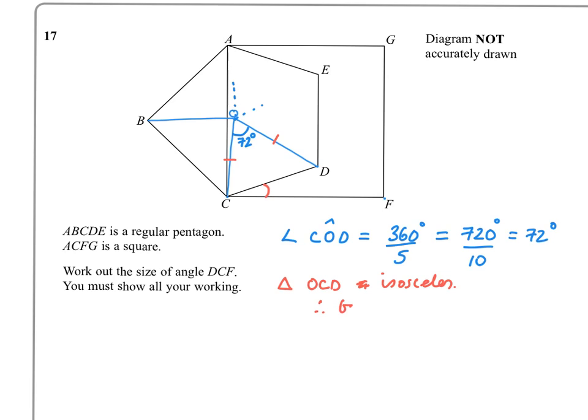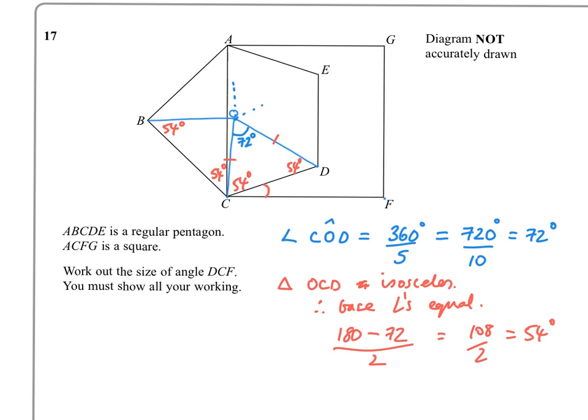And therefore base angles equal, and they will be 180 minus 72 halved, because they've got to share what's left from 180, which is 108 halved, which is 54 degrees. So these are 54 degrees here. And then if they're 54 here, then by symmetry, this angle here is 54, and this angle here is 54. So what I'm thinking is that if this centre angle here is 72, then this centre angle here is 72.